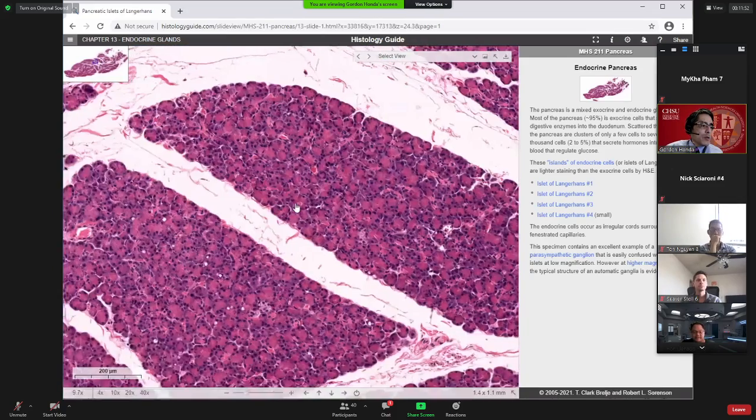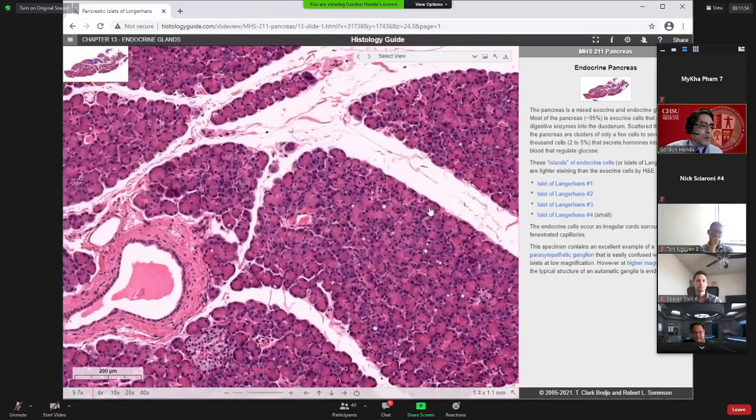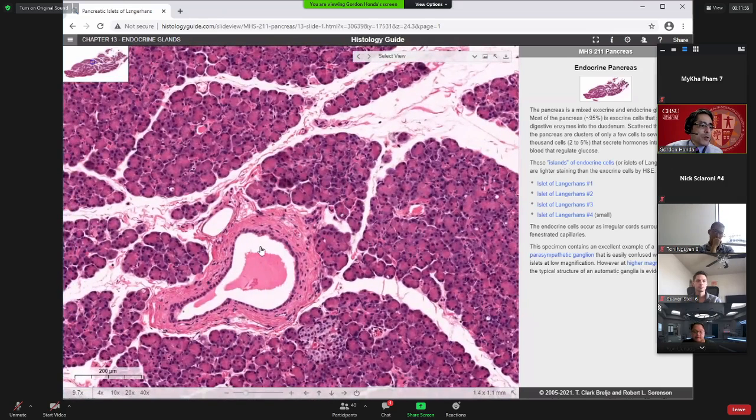Let's try and find some of the ducts here. Well, here's a really large duct. Eventually, they'll all drain into a larger duct. These travel out to the ampulla of Vater, and the ampulla of Vater will drain into the duodenum. So again, the main function by volume of the pancreas is to make digestive enzymes.